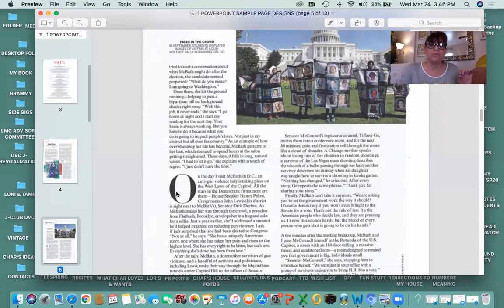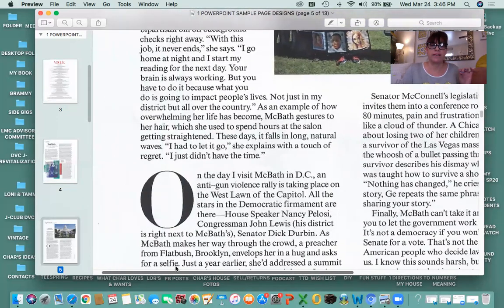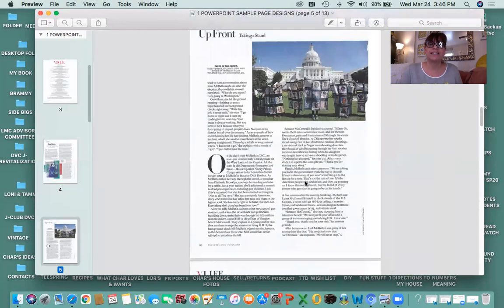So it's the capital O, and it's the word on, as in the day I visit Macbeth in DC. It's a big, huge letter, and it's also a design element. That's something you can do. I love those. I love drop caps. They're so fun and exciting. And yeah, so that's what they did there.